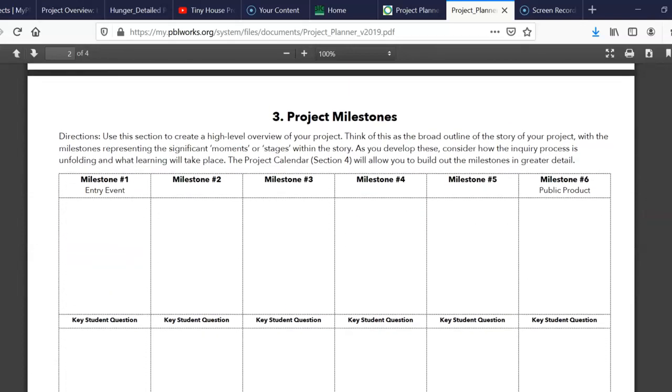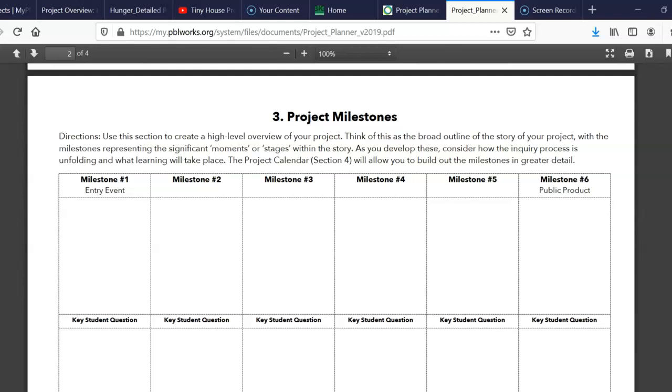All right, so this one is project milestones, and I want to go ahead and read the instructions on this. It says, use this section to create a high-level overview of your project. Think of this as the broad outline of the story of your project. So if we think back to the tiny house, that story started with Minecraft. My story is that I want students to understand that they can build things, and the considerations, things that are important to them when they think about a place that they might want to live.